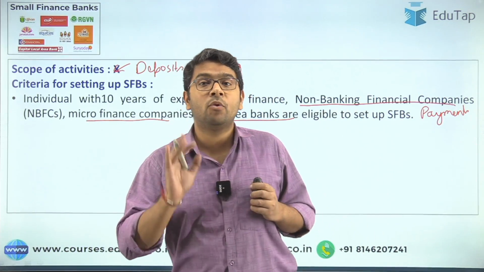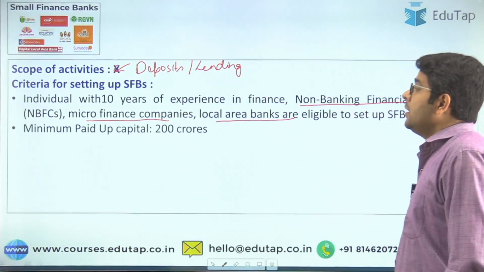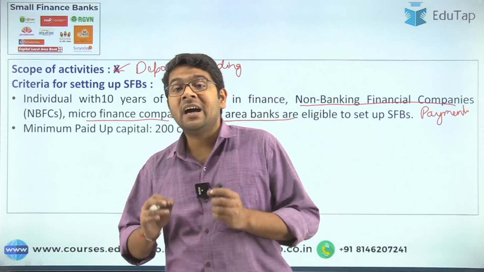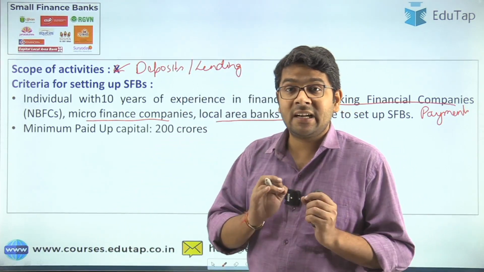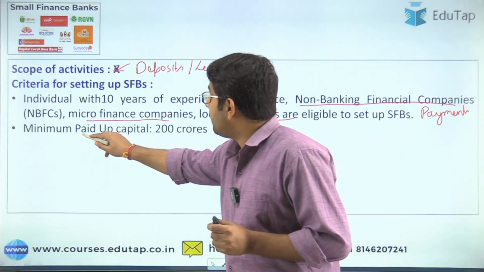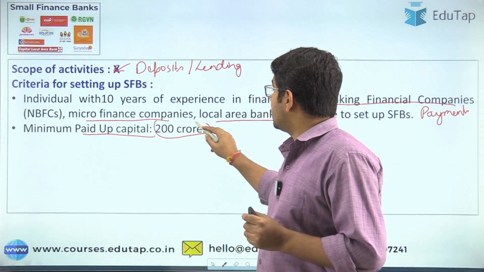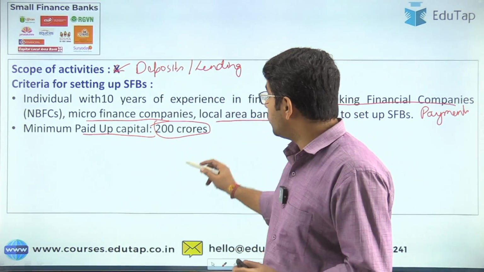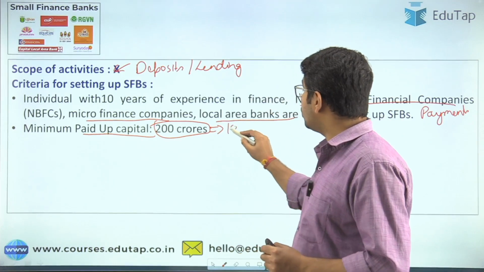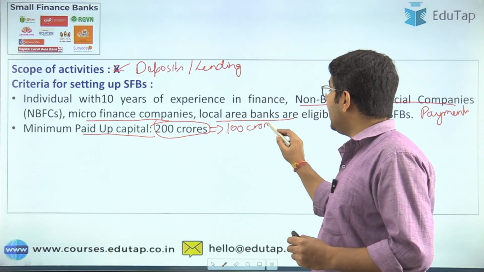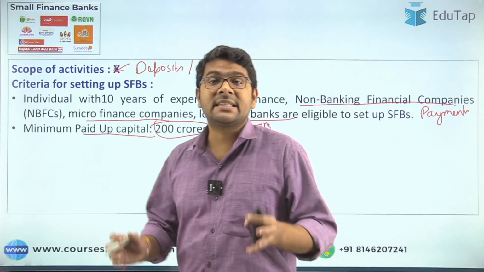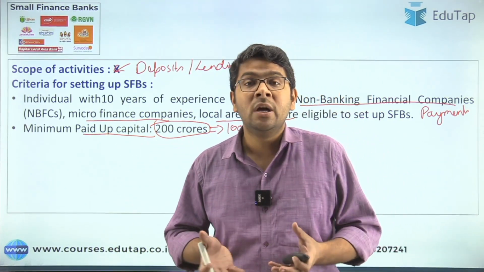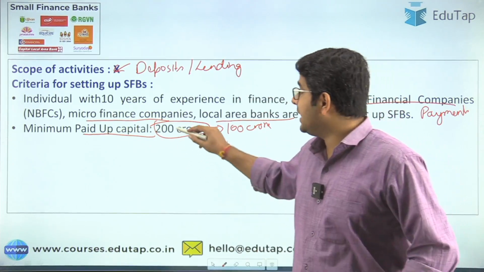Now there is one more criteria. Let us see. These entities need to have a minimum paid up capital. Guys, quite important question can be asked directly on this fact. Minimum paid up capital of 200 crores. This question has been asked previously many times. And guys, earlier this used to be 100 crores. So don't get confused if you see that, sir, it is 100 crore. Many of the sites still mention it as 100 crore, but this has been recently revised to 200 crore. So please remember the latest figure.